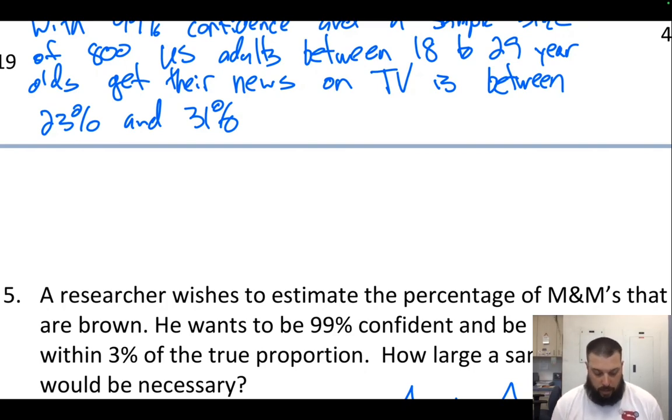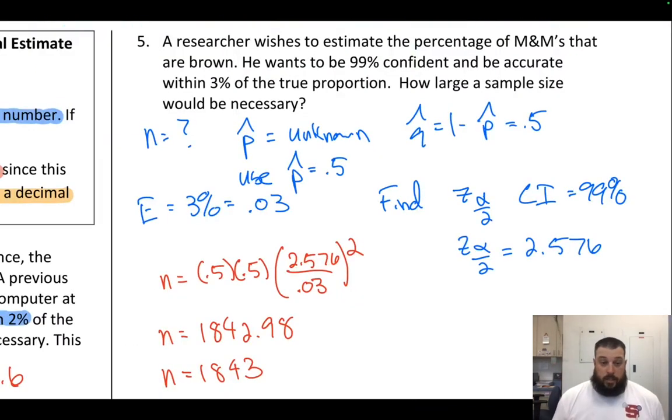And as always, I'll have the work here for you in a minute. So n is unknown, our p hat is also unknown, so we're gonna use a p hat of 0.5, which then makes q hat pretty easy for us as well, because that's gonna be 0.5. They give us the error E as 3%, so 0.03. And then for our z alpha over 2, take its 99% confidence interval, and you get 2.576. Substitute that all in, and with the rounding, we get 1843.